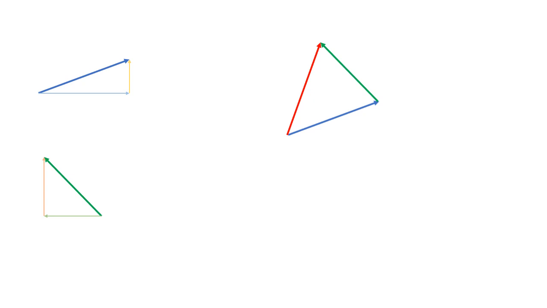Now let's try adding the components of those vectors together. Let's start with the horizontal component of the blue vector. And let's add the horizontal component of the green vector to it. Now let's add the vertical component of the blue vector and the vertical component of the green vector. So that diagram shows all four components of the two vectors added together.